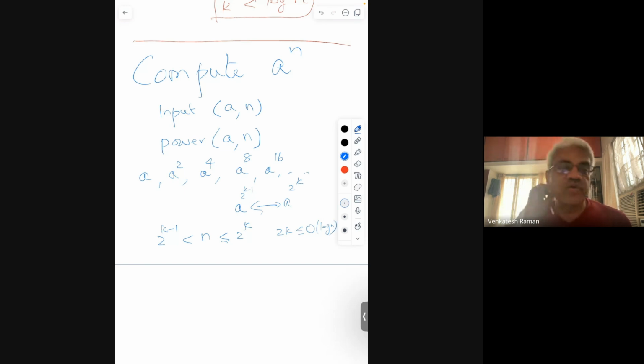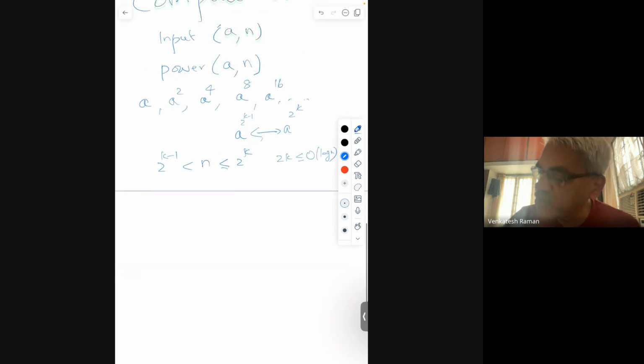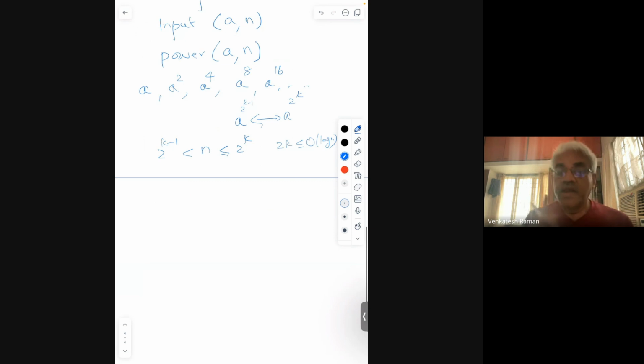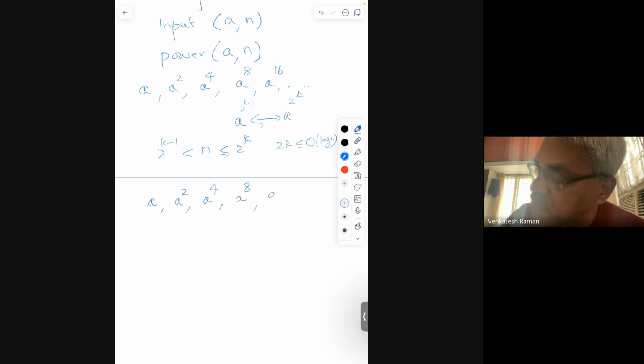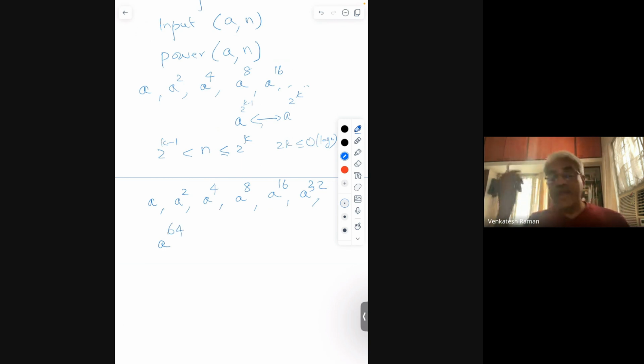But a power 100 is a good example. Let's see how I will do it. This has a very interesting connection to the binary representation of n. We will see why. So suppose I want to compute a power 100. I compute a square, a power 4, a power 8, a power 16, because these are all one multiplication each. Then a power 32, a power 64. If I square it, I get a power 128, which I don't want. So I'll stop here.